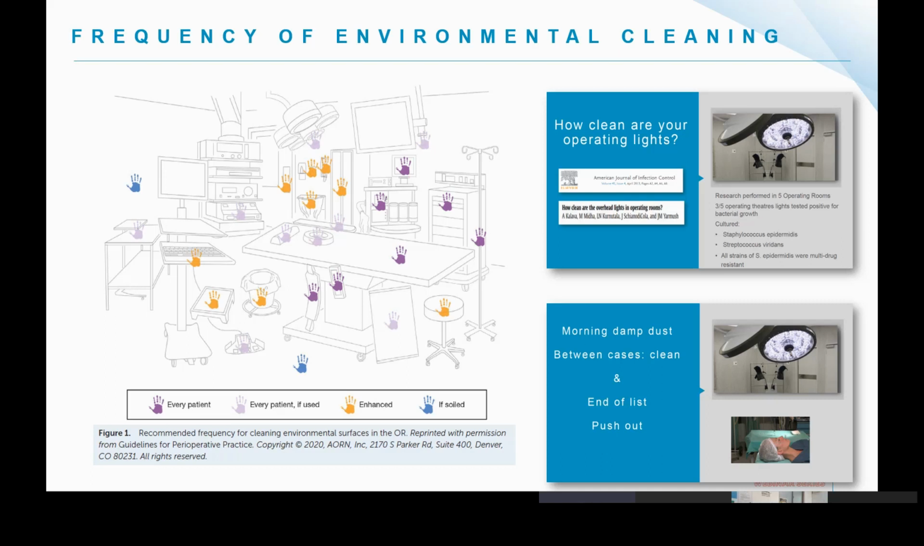This is just a very nice infographic that I got in that article that I just referred to, which indicates which areas need enhanced cleaning, which areas like the floor only and the walls. Those are lower risk areas, so they only need to be cleaned when they are soiled, but then all the other areas need to be cleaned after each and every patient, and also which need enhanced cleaning.